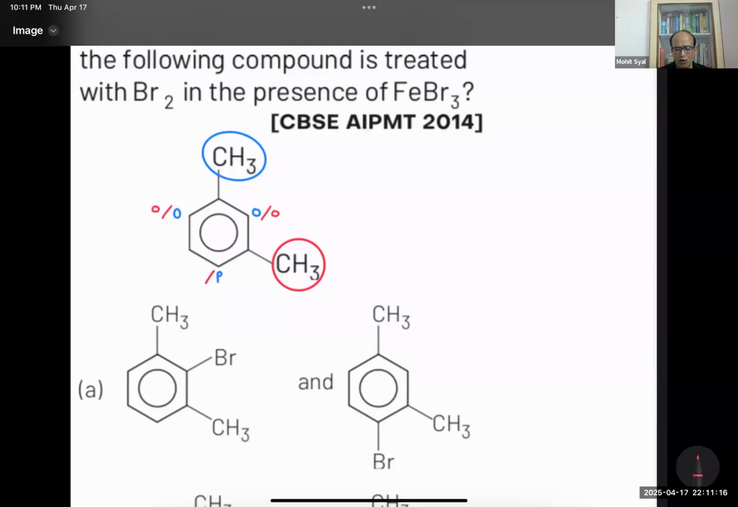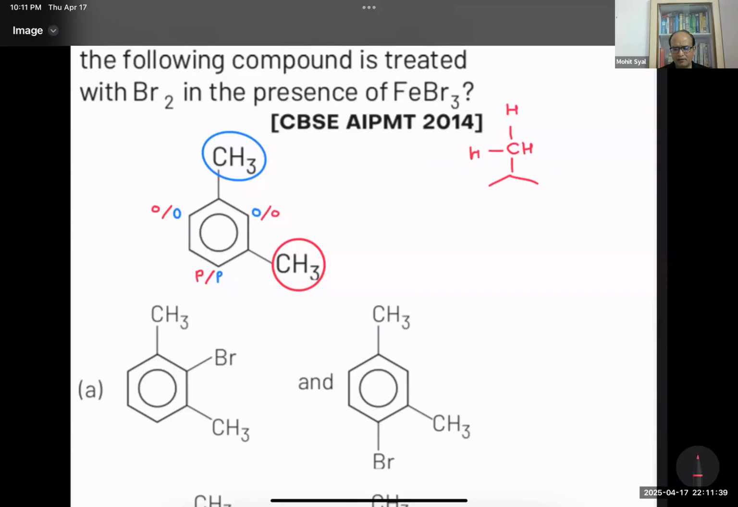Anything which you have not understood, which you want more detail on, you can ask me. Is this clear? Yes, sir. Why is the methyl ortho-para-directing? I can just give you a brief hint.